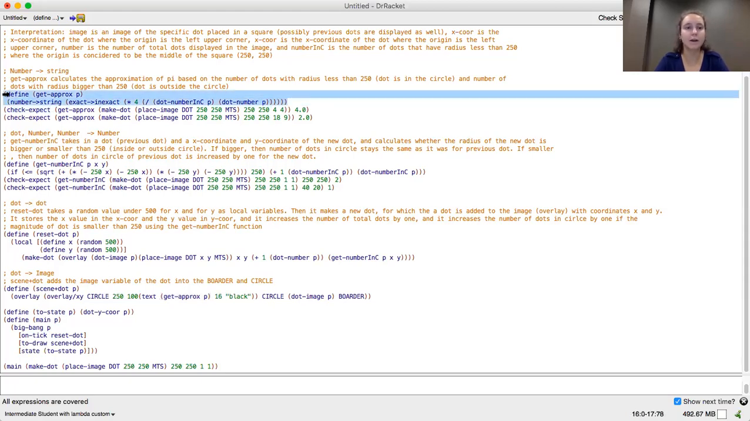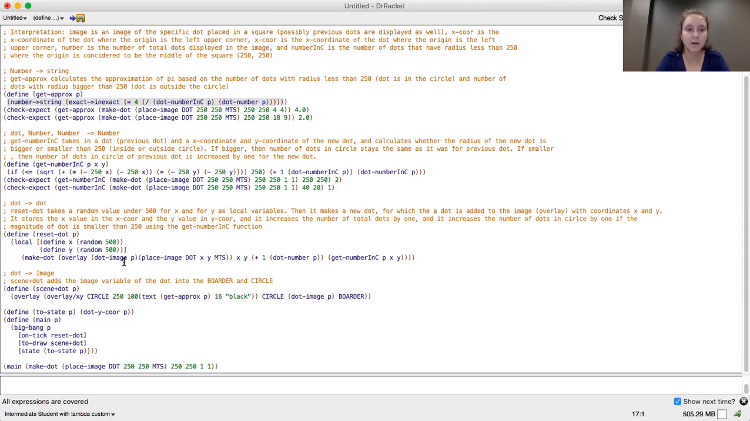So that function is up here, and we can see here, it takes in the number of dots in the circle, divides it by the total number of dots, and then multiplies it by 4. And it converts it to a string. So that is pasted onto the circle, which is pasted in the border, with the image property of the dot structure. So that basically creates the image, which we actually have called with the toDraw function.